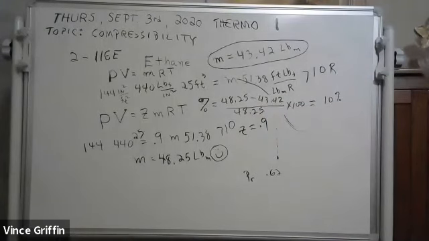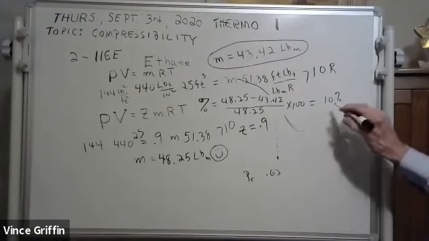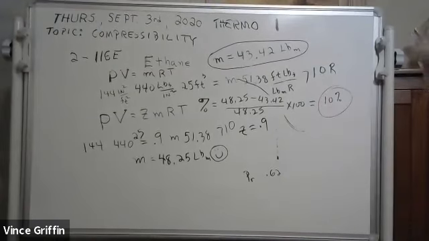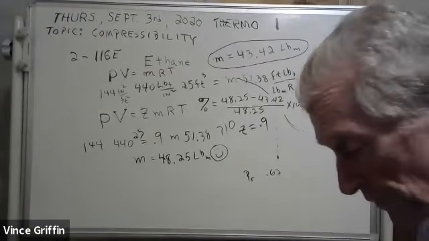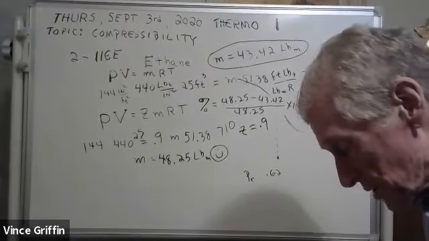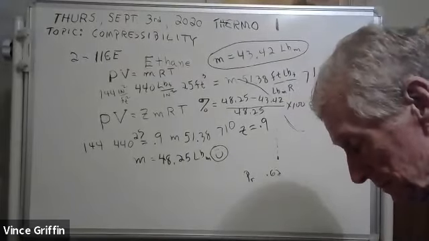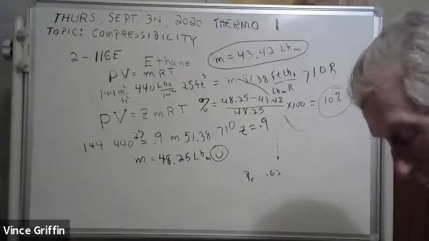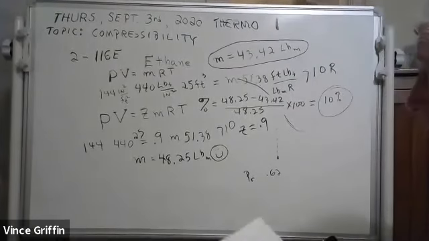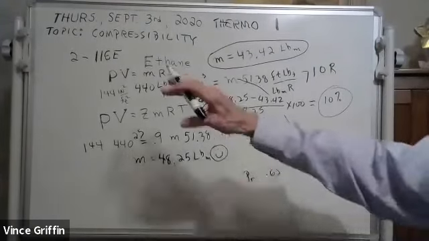48.25 minus 43.42 divided by 48.25. By Jove, you get 10%. So we were able to improve our accuracy by 10%. So that was fun. Any comments or questions on problem 2.116E?